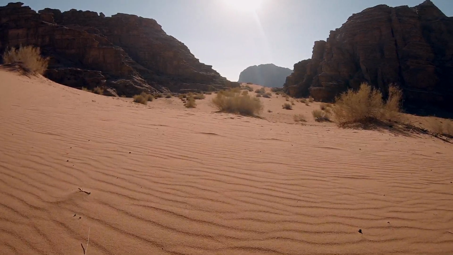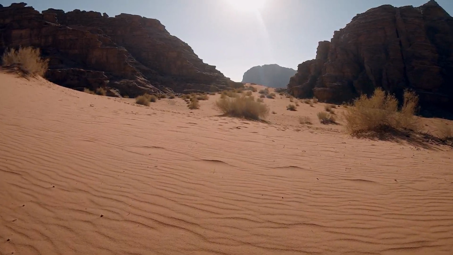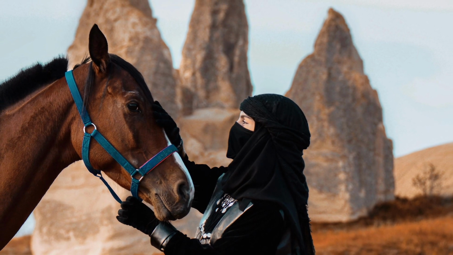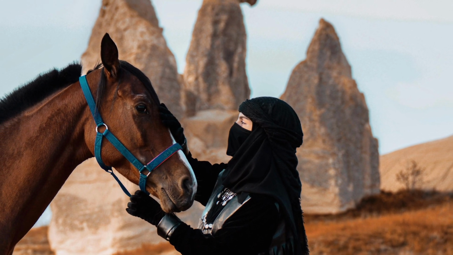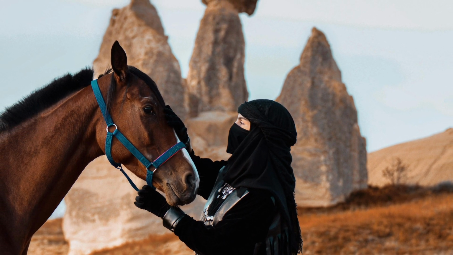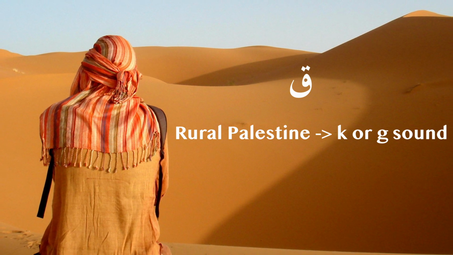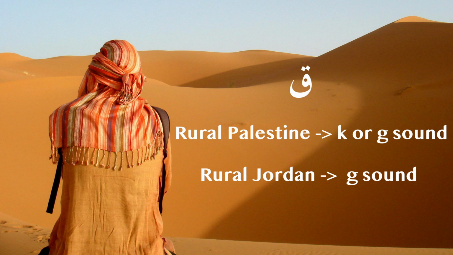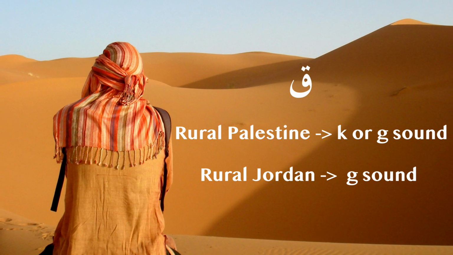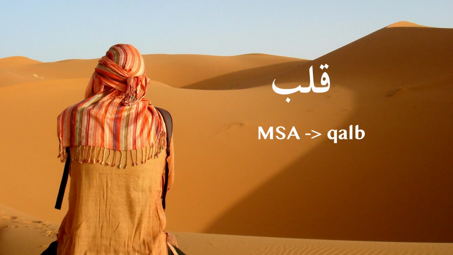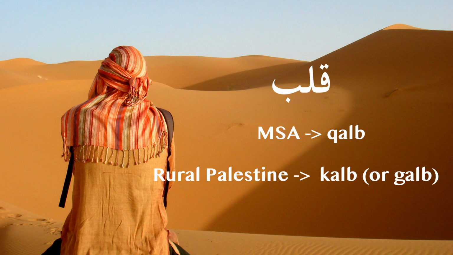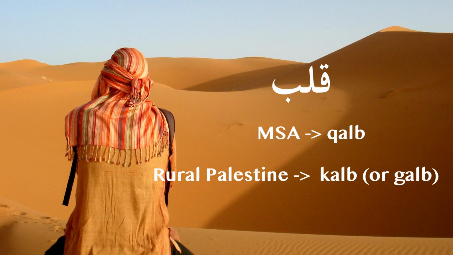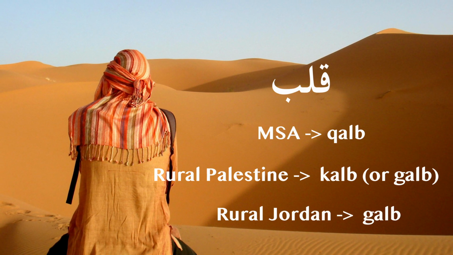In rural Jordanian dialects, the pronunciation of the letter qaf is usually a telltale sign. Palestinian village dialects tend to substitute qaf for aka and sometimes aga, while Jordanian Bedouins use ga more exclusively. For example, heart in MSA is pronounced qalb, but a Palestinian villager might say kelb, while a Jordanian would say gelb.